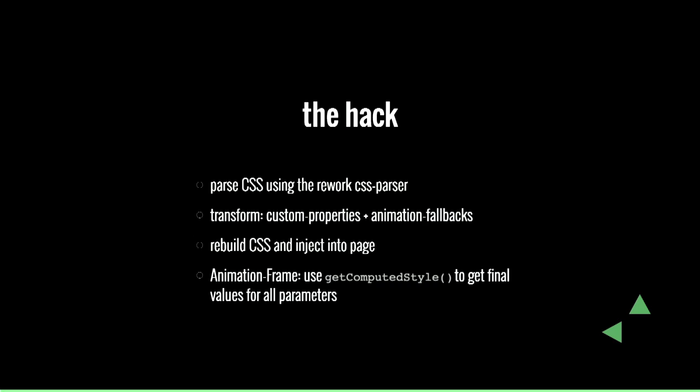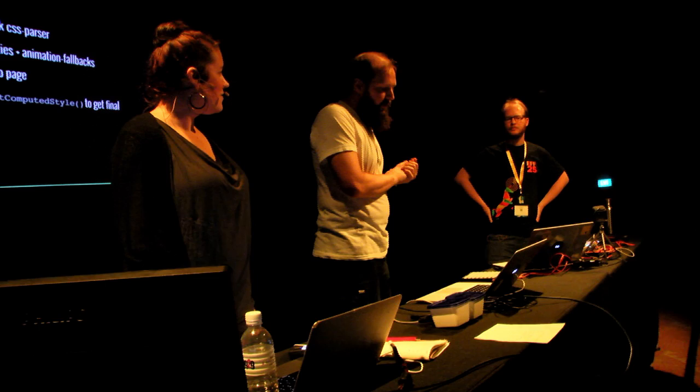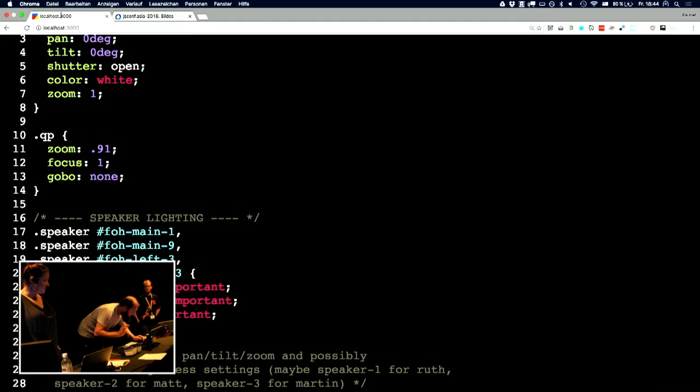I pass all the CSS I write and then modify the AST so I can add these custom properties and add animation fallbacks, then finally reassemble it into CSS source code and inject it into the browser. And finally, this animation loop that I've shown you, getComputedStyle, will always give me the current value of all those animations. And to prove this, this is the code that has been running all the time.